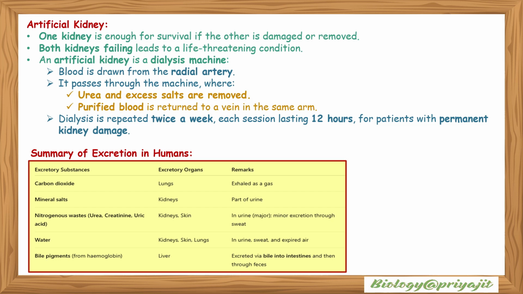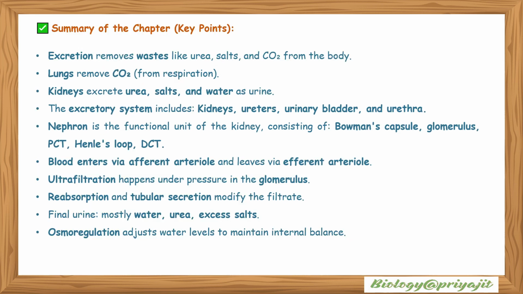So what is the summary of excretion in humans? Carbon dioxide is excreted through the lungs, that is exhaled as a gas. Mineral salts are excreted through the kidneys. Nitrogenous wastes like urea, creatinine and uric acid are found majorly in urine, with minor excretion through sweat, and the excretory organs are kidneys and skin. Water is removed through kidneys, skin and lungs, and is found in urine, sweat or expired air. Bile pigments from hemoglobin are excreted through the liver, via bile into the intestine and then through feces.